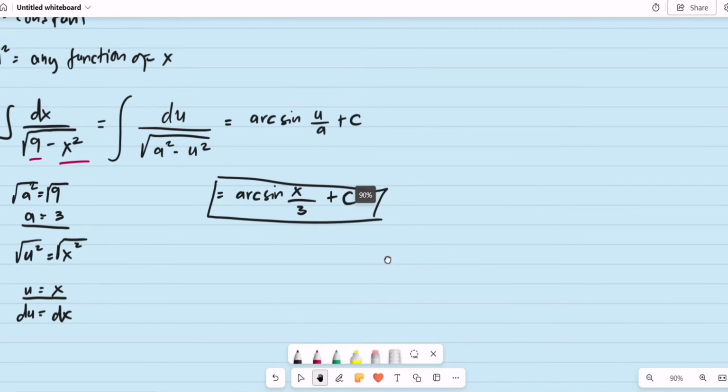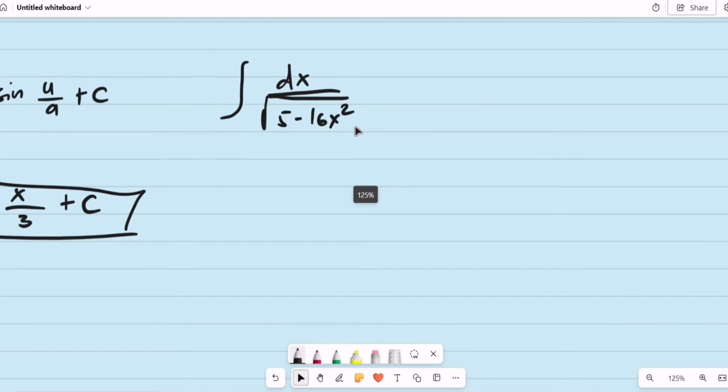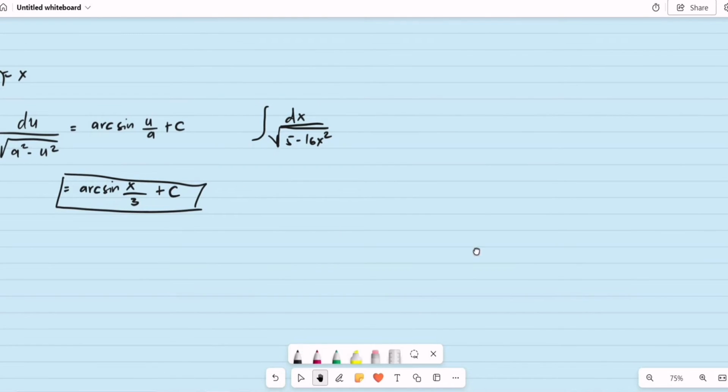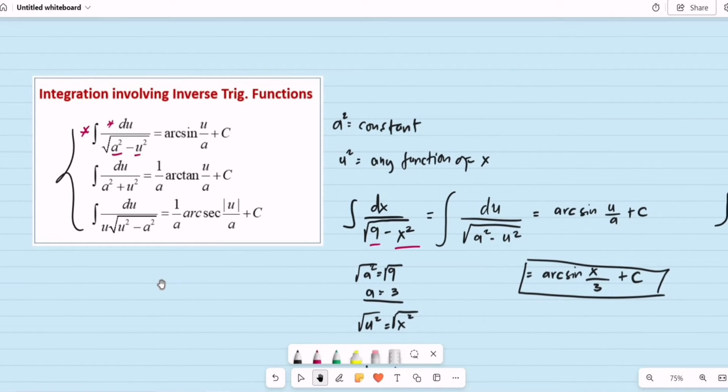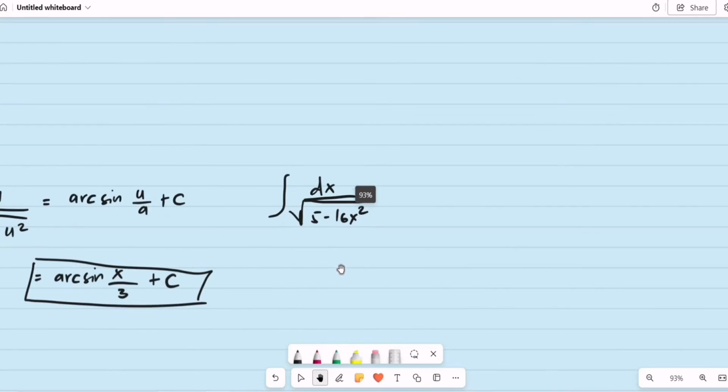Okay, so let's try another example. This time, let's evaluate the integral of dx divided by the square root of 5 minus 16x squared. Again, if we observe, we have dx divided by the square root of 5, which is a constant, minus 16x squared. From the given formulas, the first formula is still applicable. So let's have the equivalents.